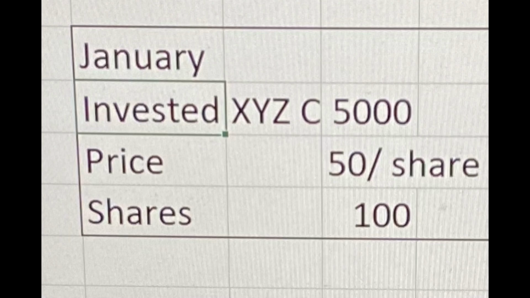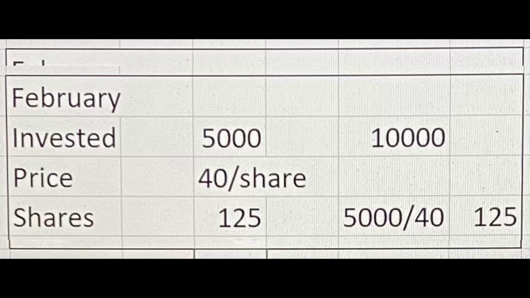So, on the second month of February, we again invested the amount of 5,000 at the price of 40 pesos per share. So, we were able to buy 125 shares, bigger than that of January, because this time, price is lower, and if the price is low, we buy more shares.